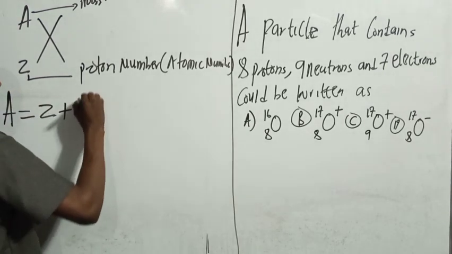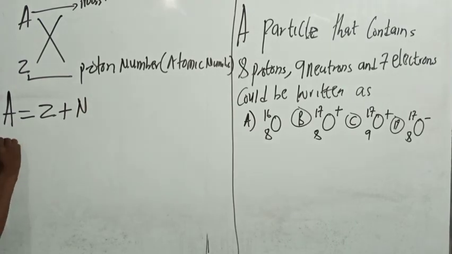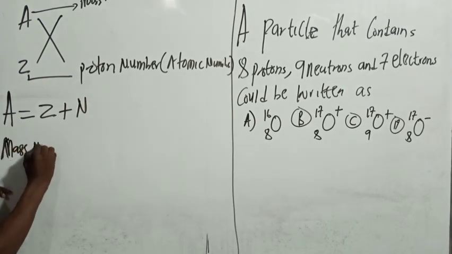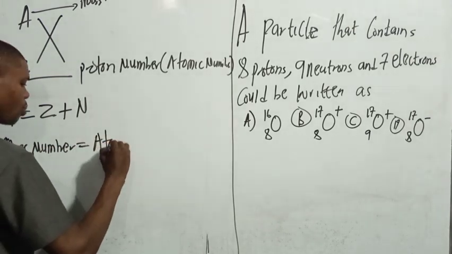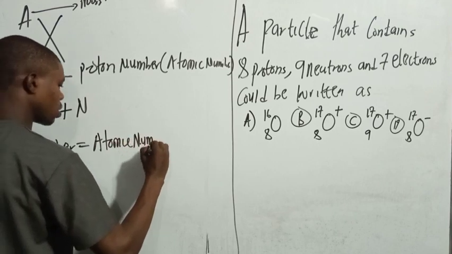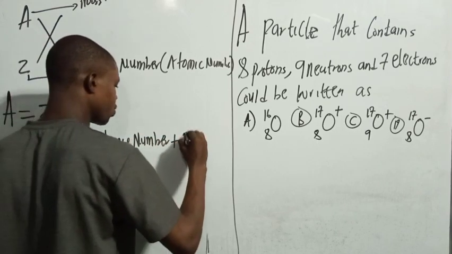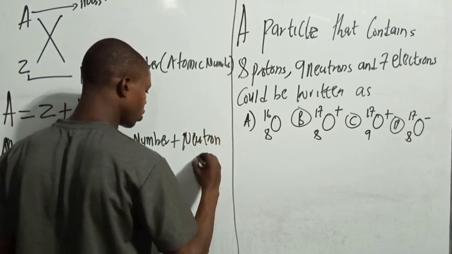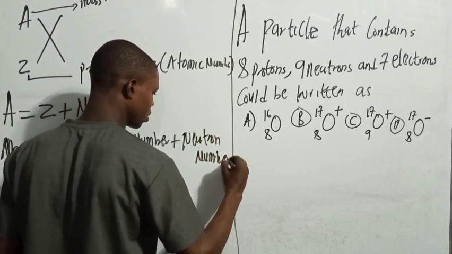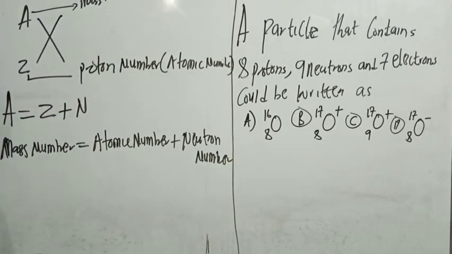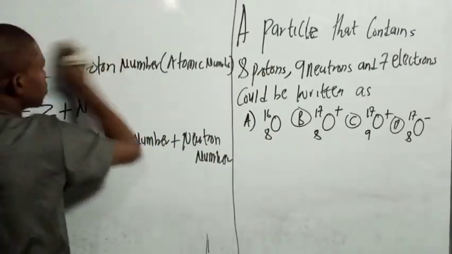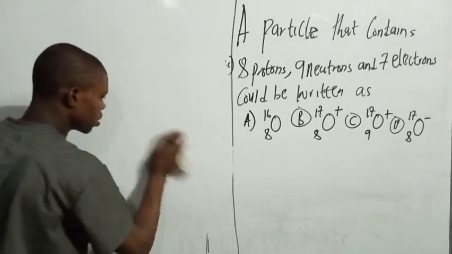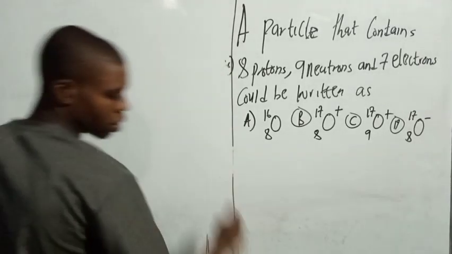I want you to emphasize that A equals Z plus N. A is the mass number. Mass number equals atomic number, or proton number, plus neutron number. This is called the atomic symbol. You have to note it down because I want to make use of it very well.